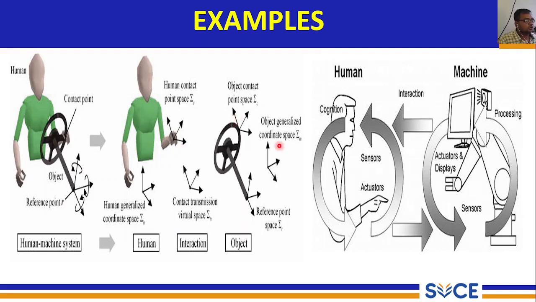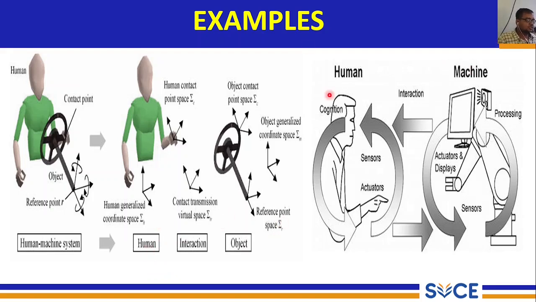These are the reference points which help transmit the input from the human into the process. So the object here refers to the object contact point space, which is then transferred to the machine, which is the car here. The human here refers to the driver who is driving, and the object refers to the machine, the car which is being driven. The interaction between the human and machine is what you call the man-machine system.